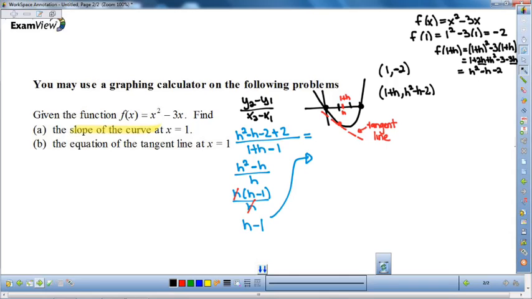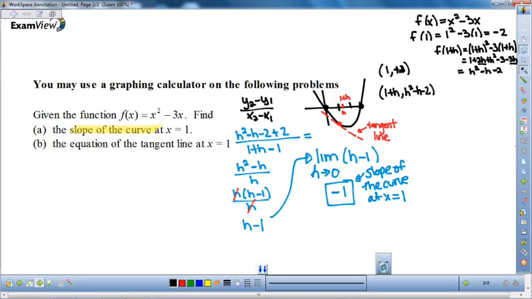So what we're interested in is the limit. We want h to get closer and closer to 0. So we're going to take the limit as h approaches 0 of h minus 1. Because if h is really, really close to 0, then my slope, or my rate of change, is going to be really, really close to here. So as h goes to 0, my slope is negative 1.